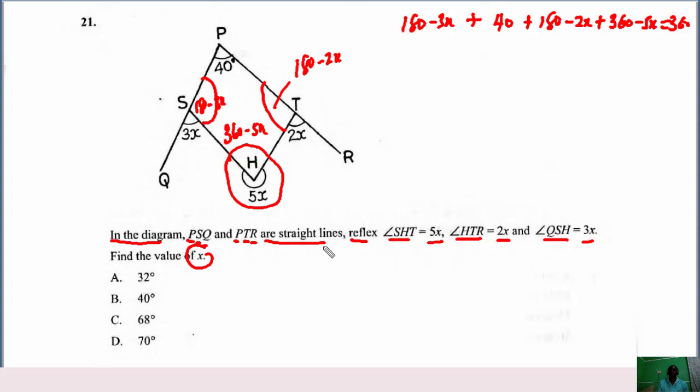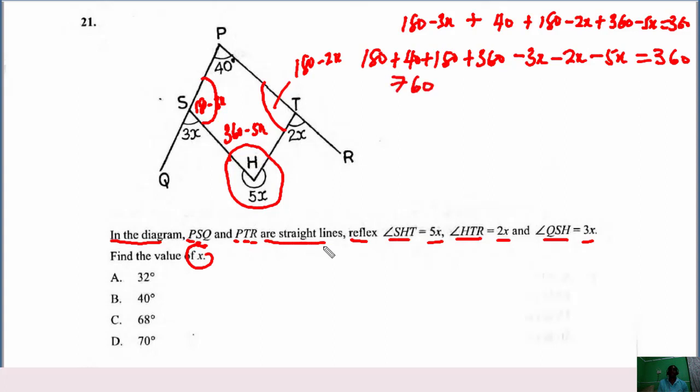So let's add all the numbers here. We have 180 plus 40 plus another 180 plus 360 minus 3x minus 2x minus 5x is equal to 360. So when you add everything, you're going to get 760 minus 10x is equal to 360.